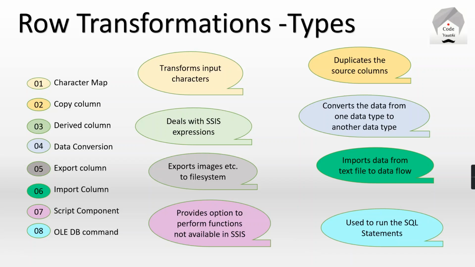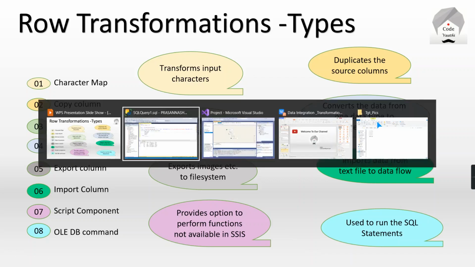This is the copy column transformation. You can see it is mainly used to duplicate the source column values. It will add new columns from the already existing column values, just to duplicate the column values, and it will create new columns using this transformation. We can go for this transformation mainly to perform multiple operations on one single column. Okay, it is very simple. I will show you how it looks.